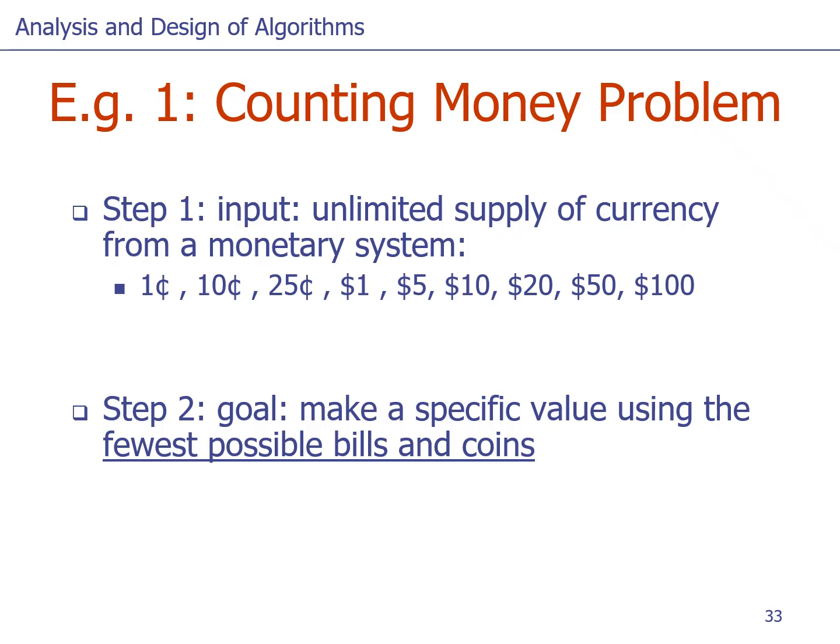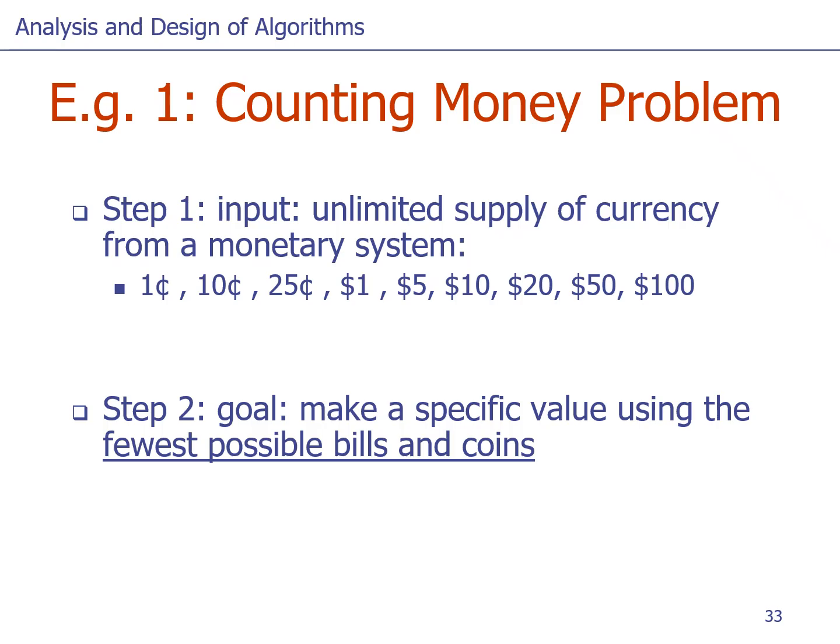Now, the idea is like this. In any country, you have monetary units. You have values attached to the different currency units they are using. So, for example, if you look at U.S. dollars, or the U.S. system, there's 1 cent, 10 cents, 25 cents, $1, $5, $10, $20, $50, and $100. So that's your input. Your input configuration. You have an unlimited supply of currency from some monetary system, like for example the U.S.